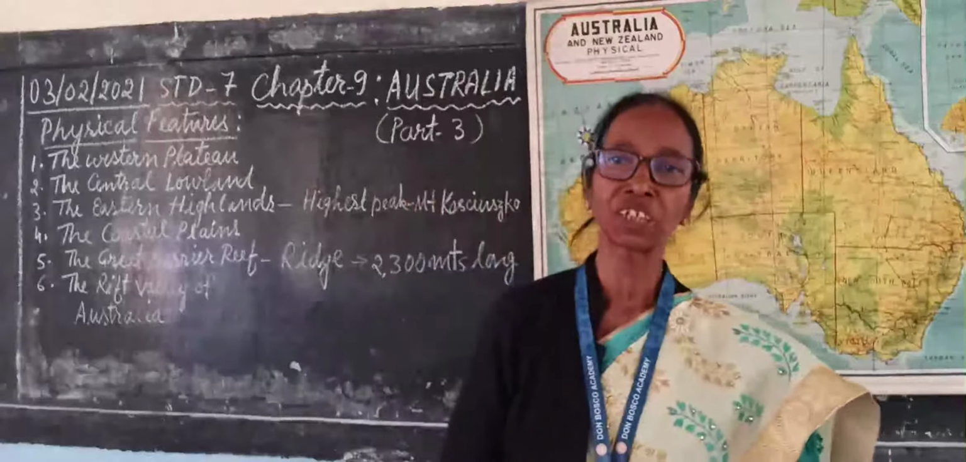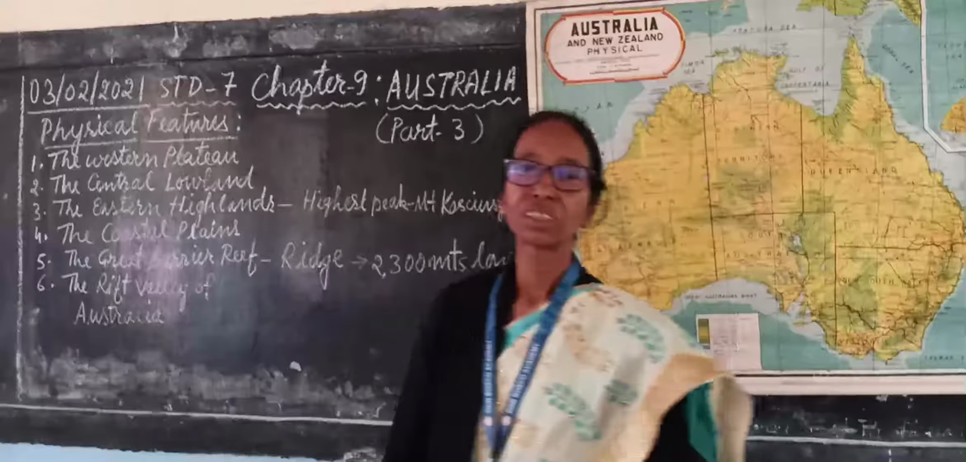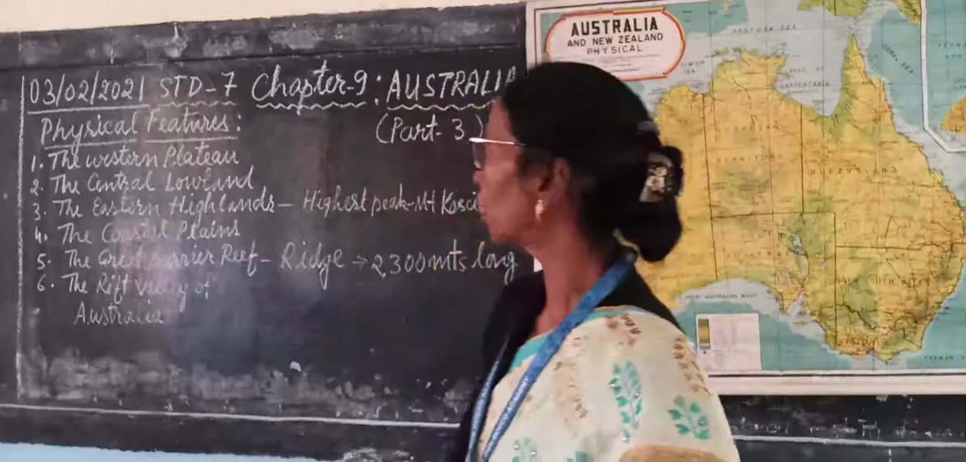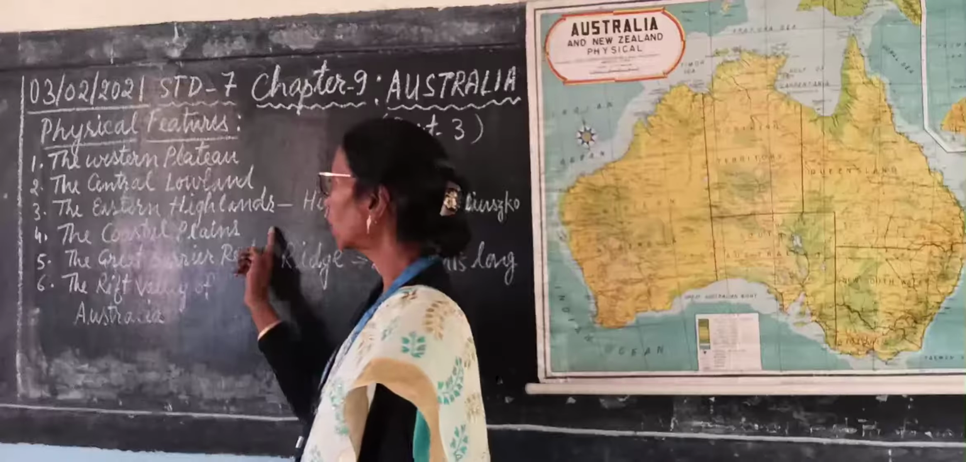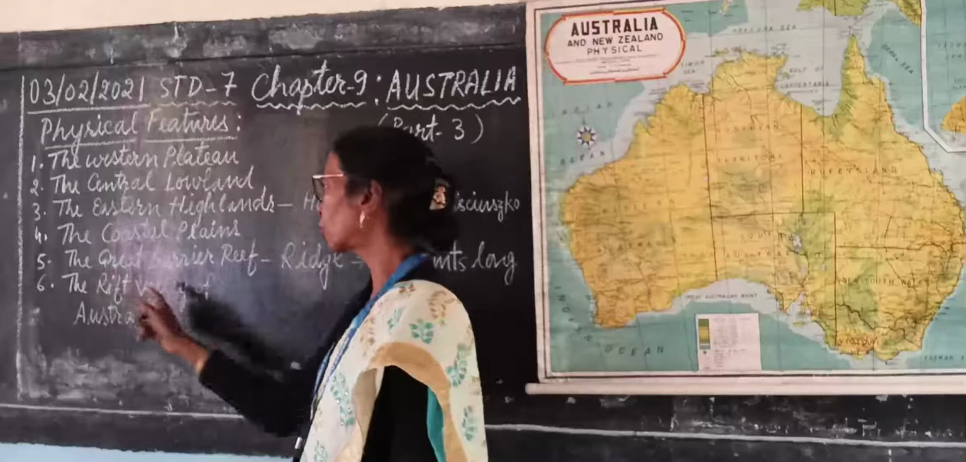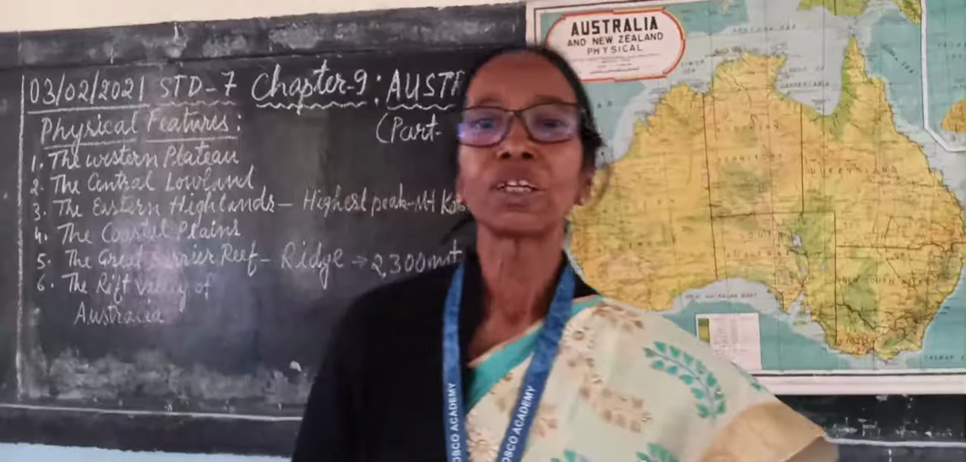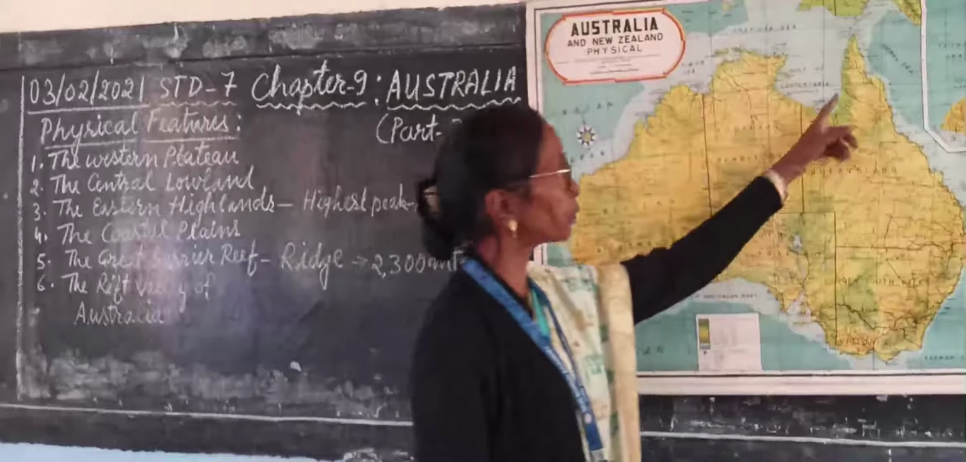Through the previous videos you have learnt about the location and extent and physical features, the western plateau and the central lowlands. Today you are going to learn about the eastern highland, the coastal plains, the Great Barrier Reef and the Rift Valley of Australia. So look at the map.